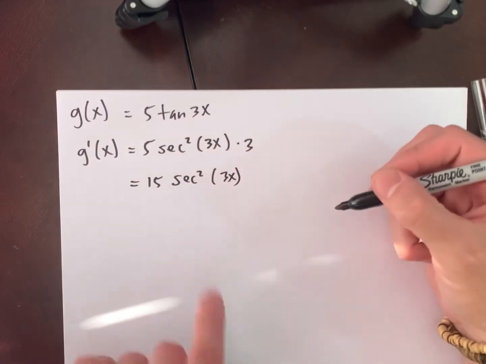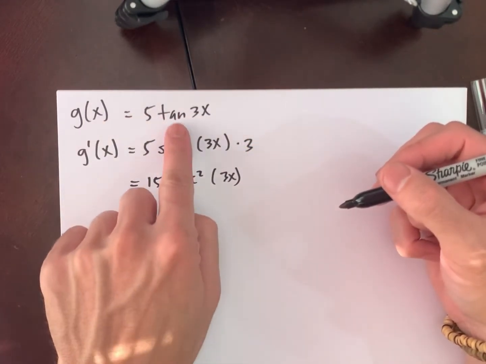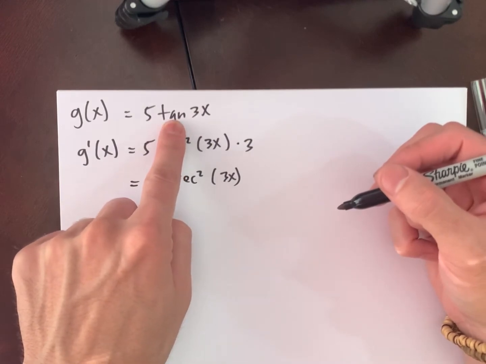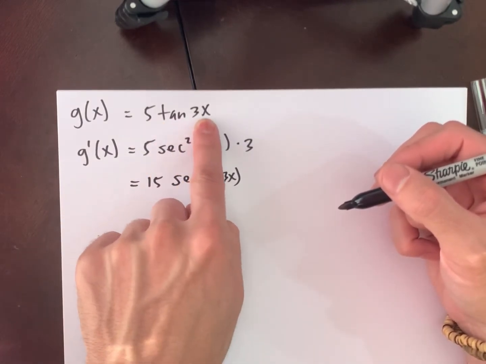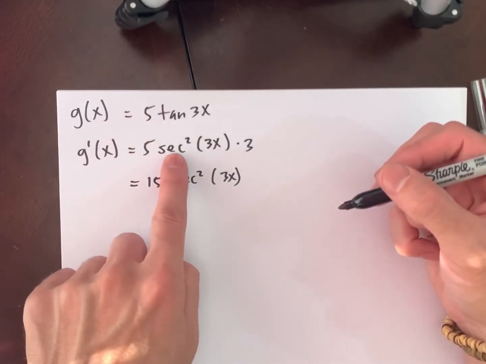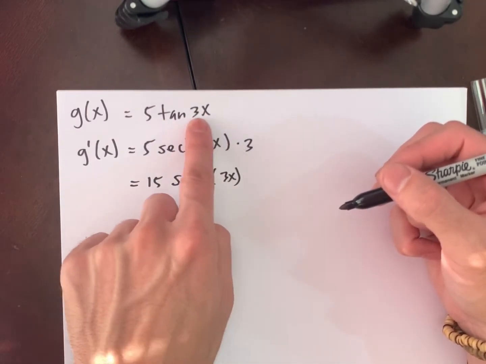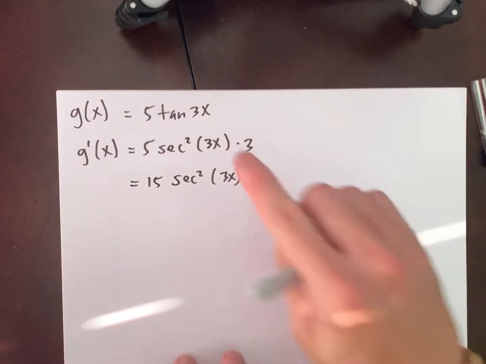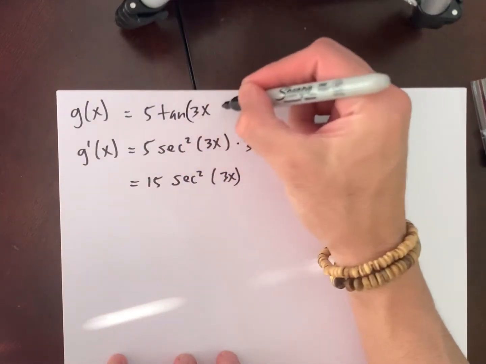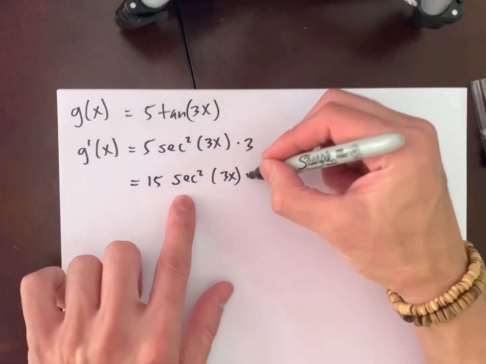So again, this has a chain. The outer shell is tangent, and then the inner shell is 3x. The derivative of tangent is that. So you preserve that for now, but then you multiply by the derivative of the argument, which is 3. They call this the argument. I could have put parentheses around there, doesn't really matter, but there's your derivative.